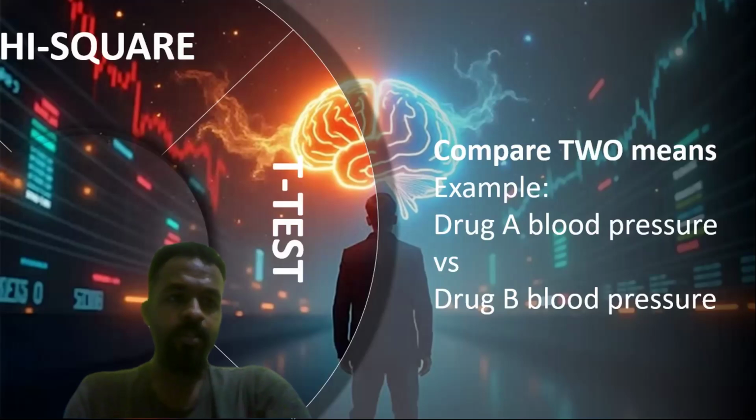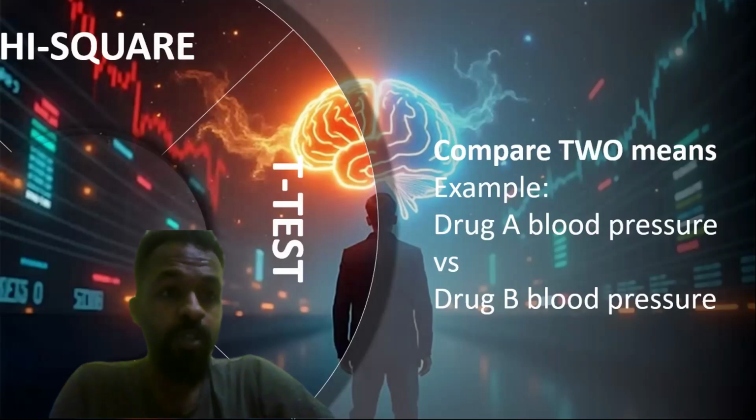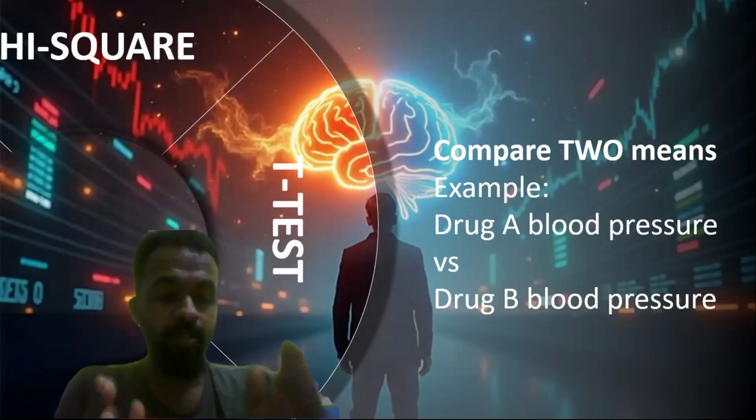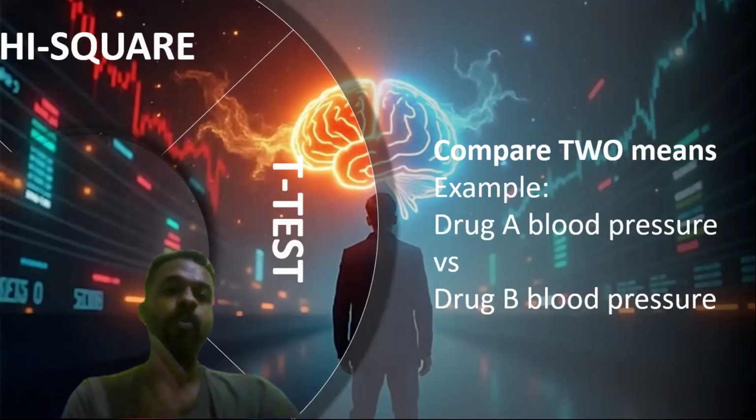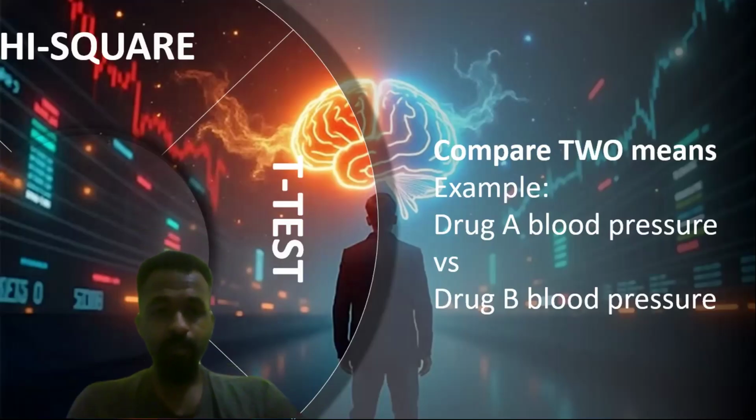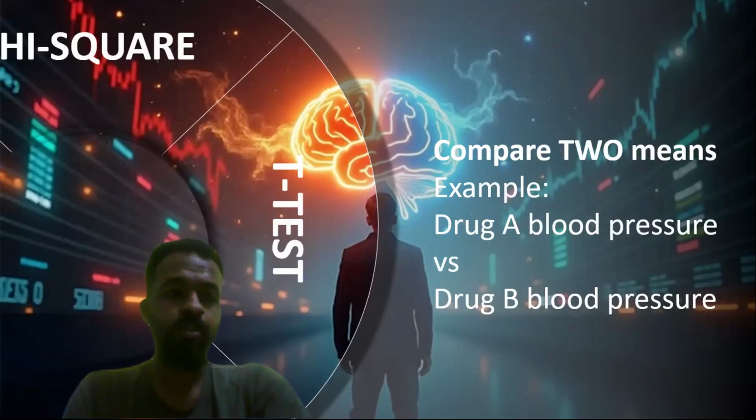Let's talk about the t-test. A t-test is used when we want to compare the average or mean of two groups. For example, does drug A reduce blood pressure more than drug B? So we compare the average blood pressure reduction between two groups. Just to simplify it for the students to memorize it, t-test and two groups, they both start with the letter T. So students often remember it using that method.